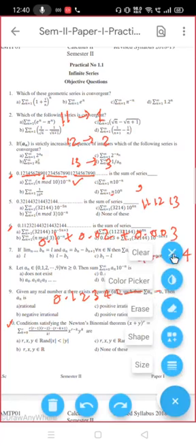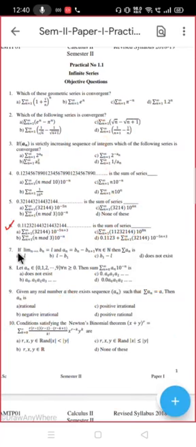Look at the sixth one. Observe the question and tell me, what do you see? Do you see this number is repeating all the time? 32144, and again 32144, and again 32144. Is that clear?